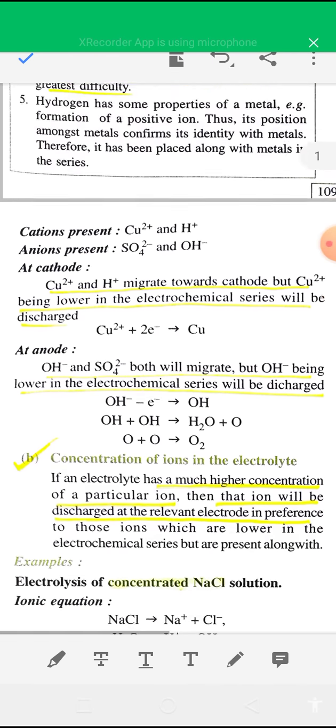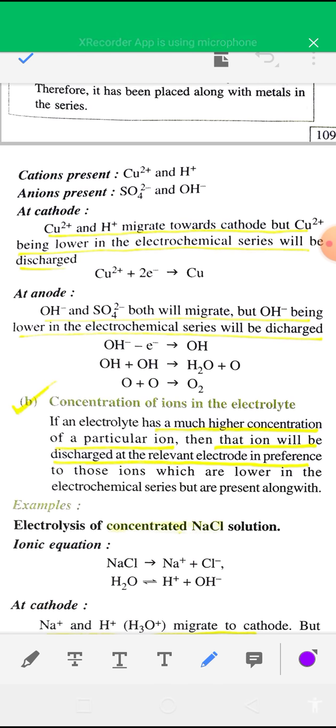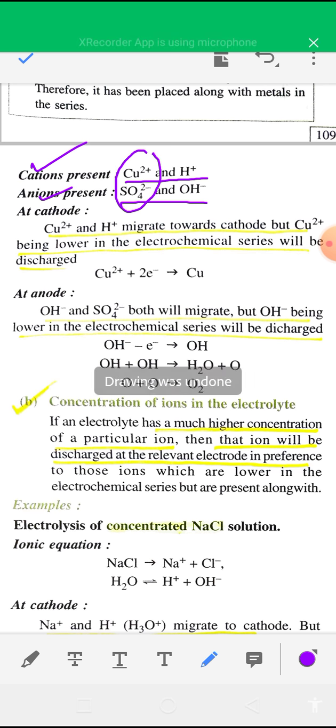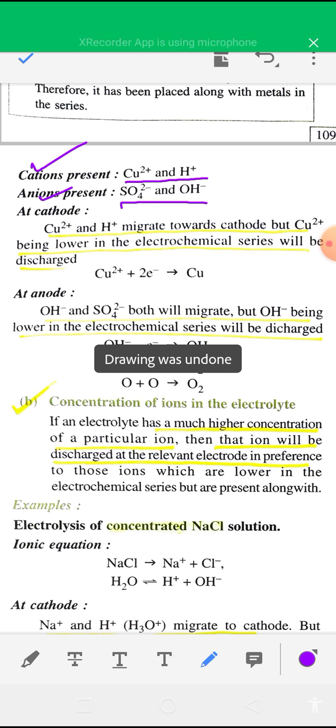Okay, so in the aqueous solution of copper sulfate, cations present are Cu2+ and H+, and anions present are SO4 2- and OH-. In the copper sulfate solution, cations present are copper 2+ and H+, and anions are sulfate ion and hydroxide ion. Now see, in this solution, two types of cations and two types of anions are there.